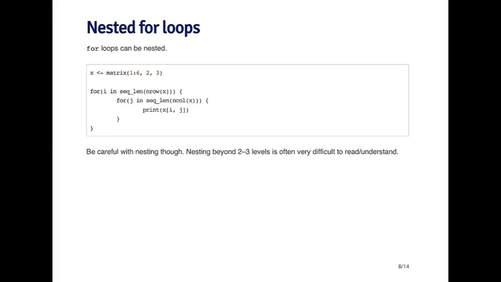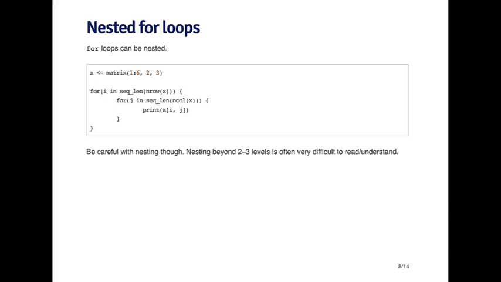For loops can be nested, so you can have a for loop inside of a for loop. The common thing, for example, is with a matrix that has 2 dimensions, and then you might want to loop over the rows and then loop over the columns. So here, the outer loop, the i index, is looping over the rows, and I'm using a function called seq_len. seq_len takes an integer, which in this case happens to be the number of rows in x, and it creates an integer sequence out of that. So this particular matrix has 2 rows, and so it's going to create the sequence 1 to 2.